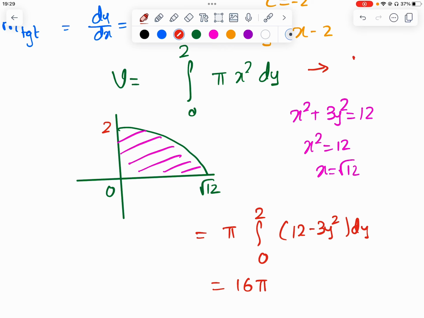So this is rotated along the y-axis. You can use the shell method also, or you can use the disk method also. Both the methods will give you the same answer.